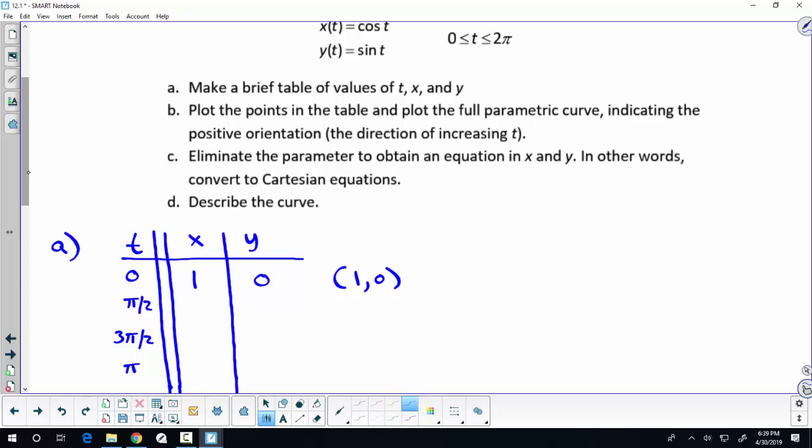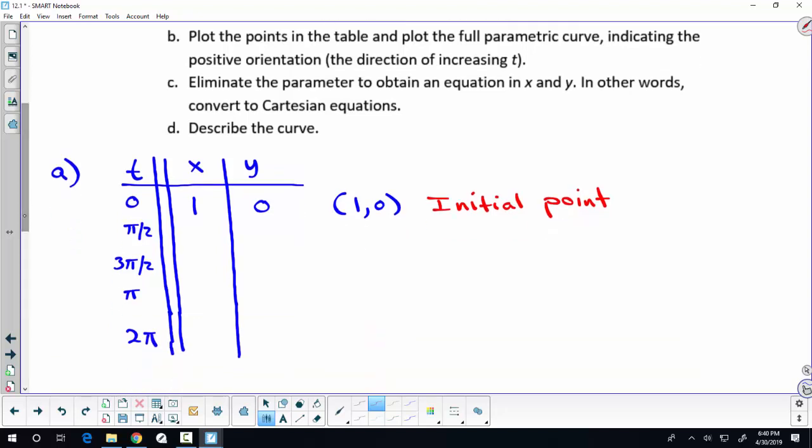All right, since that was our starting value of t at 0, that is our initial point. Then as we increase t, the subsequent points are going to show us how the curve unfolds, or give us the positive or forward orientation.